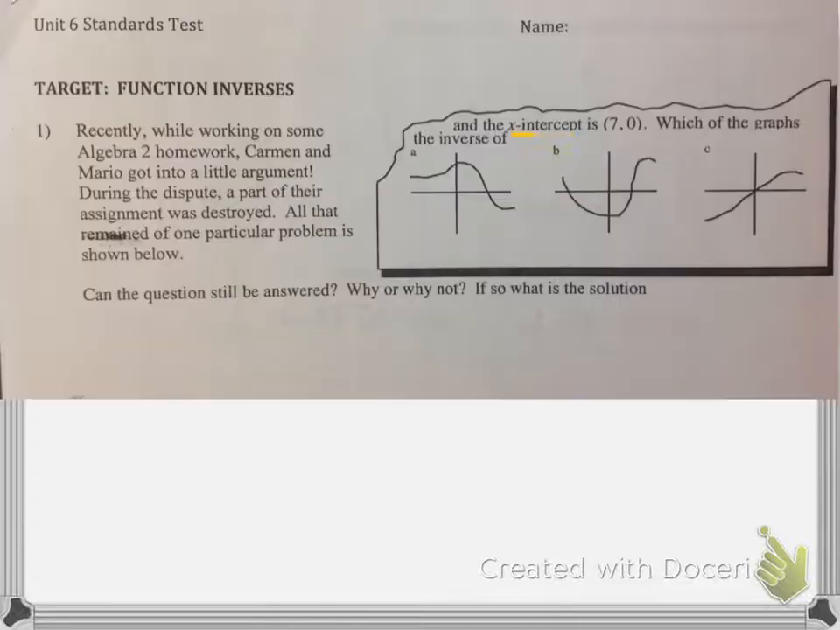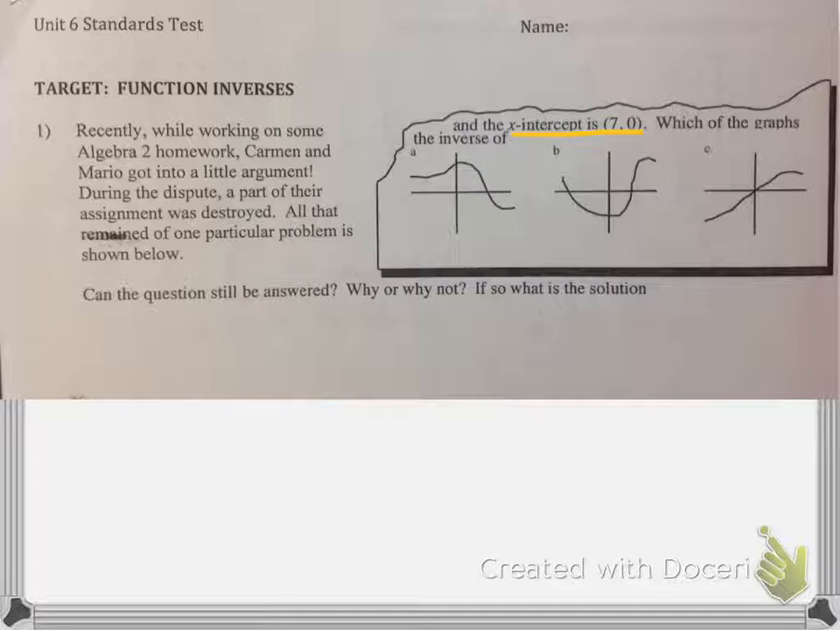This video should help you if you are looking to make test corrections to your Chapter 6 test and do a retake with us after spring break. So we're going to go through each of the problems one by one, and the first problem gives you this little snippet of paper that was lost. Silly Carmen and Mario getting into an argument.